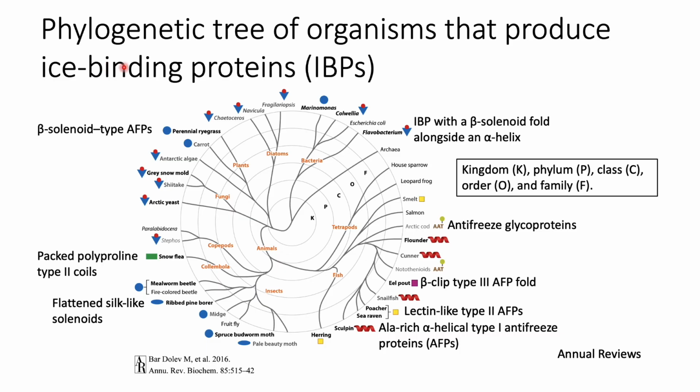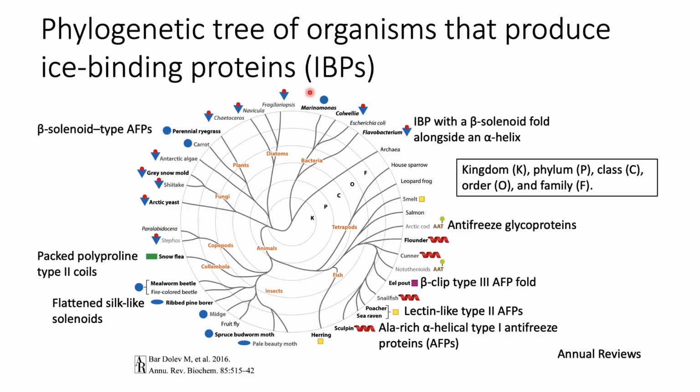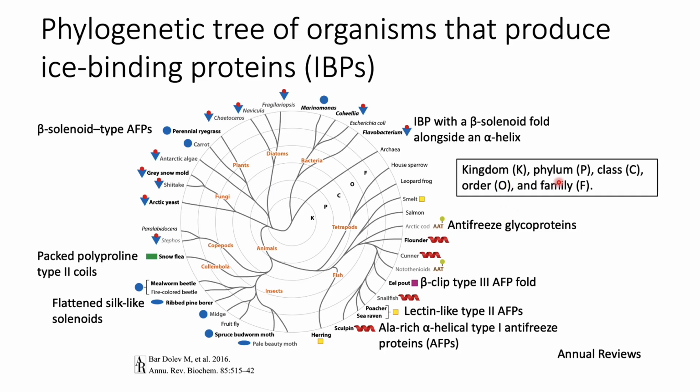Let us look at the phylogenetic tree of organisms that produce ice-binding protein. As we had seen, these are actually present in various types of microorganisms. Here the kingdom, phylum, class, order and family are given. K, P, C, O, F are the ones.